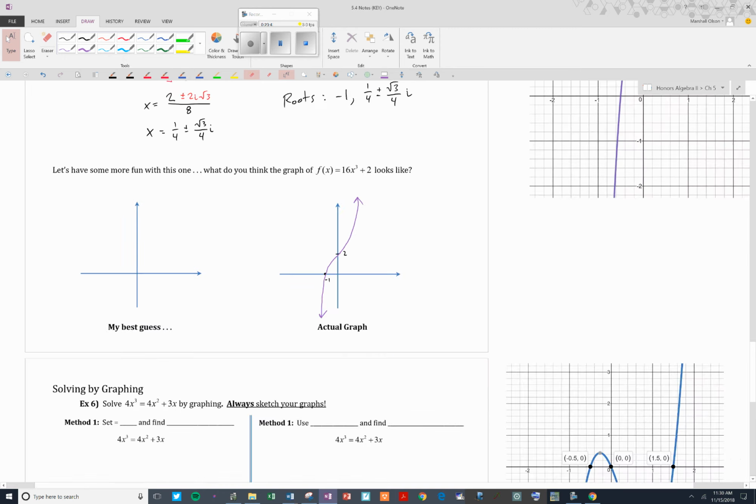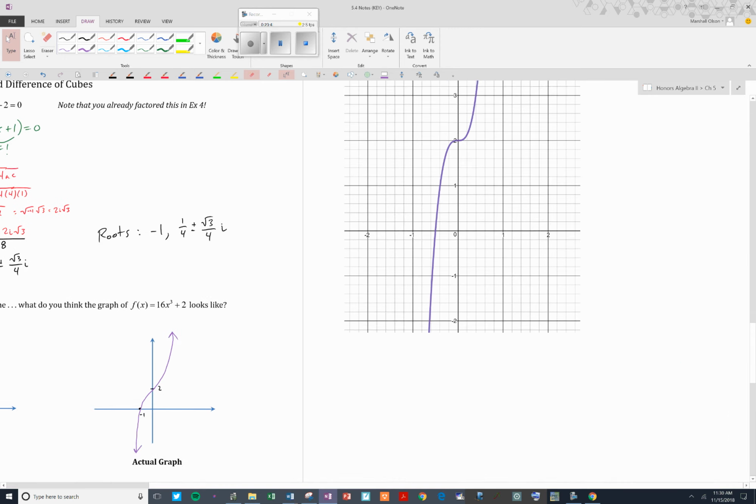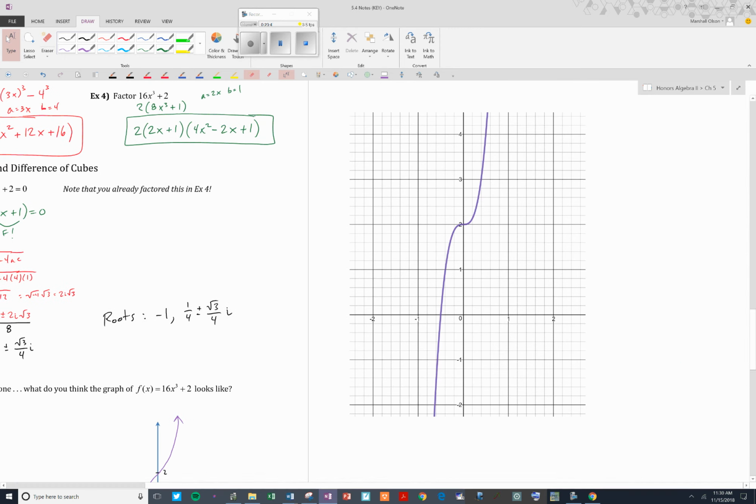And look at the actual graph here. I have it somewhere. There it is right there. Kind of hard to see. Here is the x-axis here. Here's the y-axis. Okay. There's our y-intercept of 2.